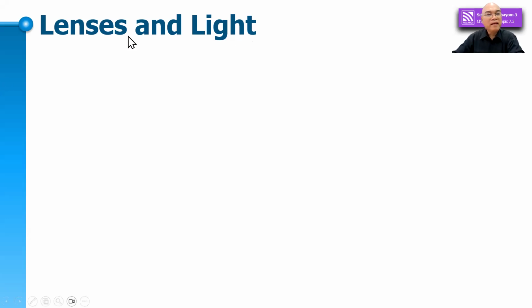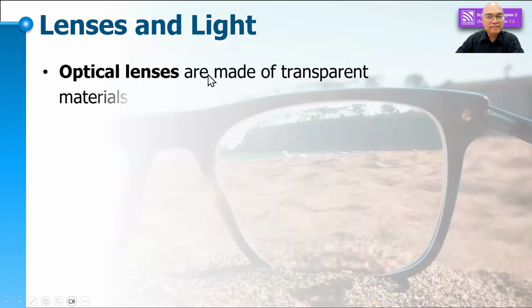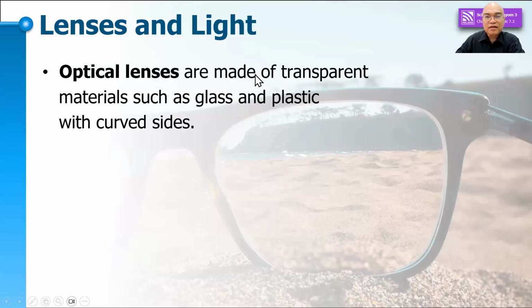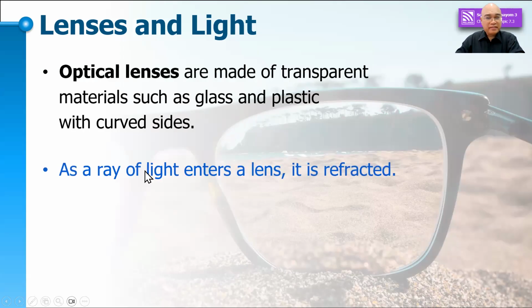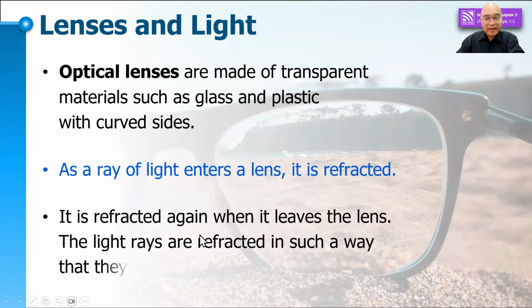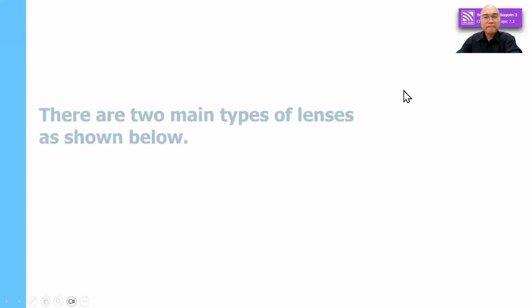So this is about lenses and light. Optical lenses are made of transparent materials such as glass and plastic with curved sides. Okay? As a ray of light enters a lens, it is refracted. It is refracted again when it leaves the lens. The light rays are refracted in such a way that they form images.